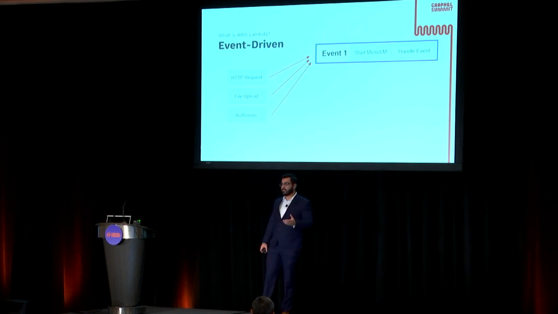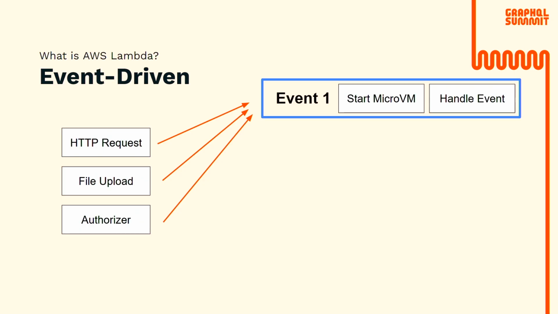But when I talk about event-driven architecture, what really does that mean? Well, in the Lambda environment, events could be really anything, but a few common ones will be an HTTP request for an incoming web request, a file upload to a blob store like S3, or an authorizer to grant access to services. When these events come in, Lambda sees those events and starts up a micro VM that allows your code to run in a very, very lightweight environment. It will then handle that event and return the result to the requester.